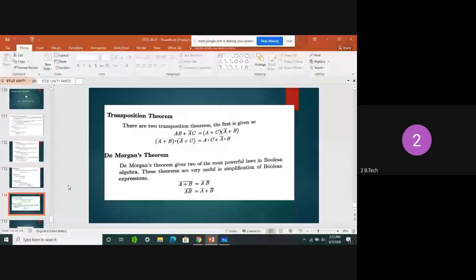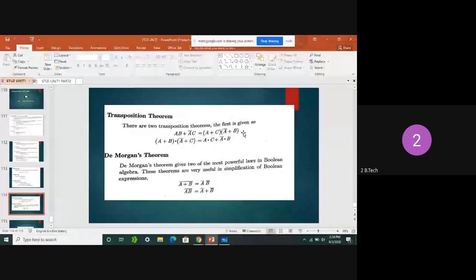And the transposition theorems. Two more theorems are there: one is the transposition theorem and the other is De Morgan's theorem. So AB plus A bar C, here the product term is going to be a sum term, and sum is replaced by product. Again, product is replaced by sum term. So AB plus A bar C is equal to (A plus C) into (A bar plus B).